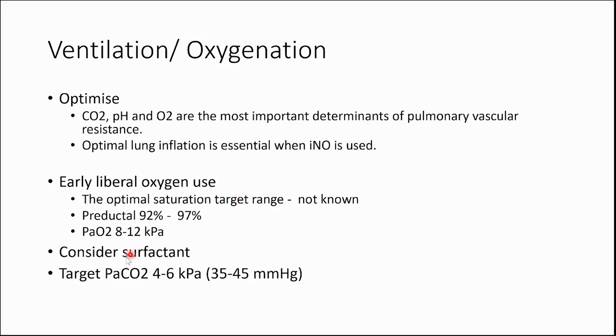And the carbon dioxide should be maintained at the normal level. Generally, permissive hypercapnia is not tolerated in the early phases of management of PPHN. And if there is a significant lung pathology going on, like congenital pneumonia or meconium aspiration, it's always better to consider provision of surfactant, because then it's easier for you to ventilate this lung.